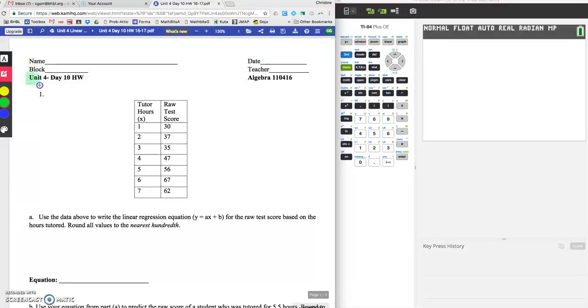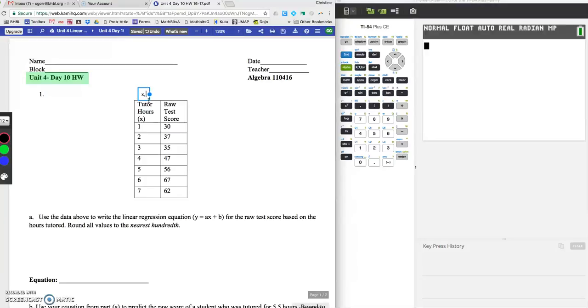Today we're going to be talking about our Unit 4 Day 10 homework. How do we make scatter plots and find a regression equation or a line of best fit? So our first problem here has tutor hours and our raw test score. So we are looking at our tutor hours as our x value.